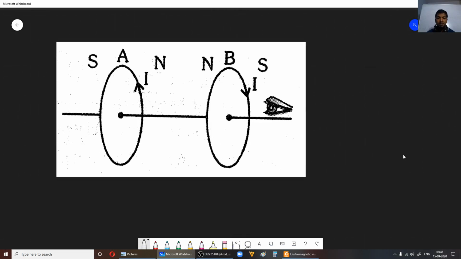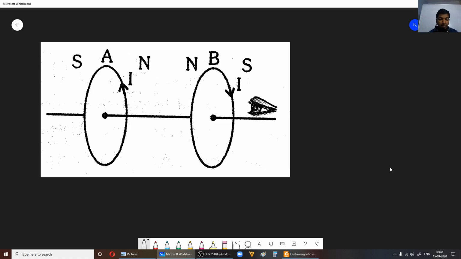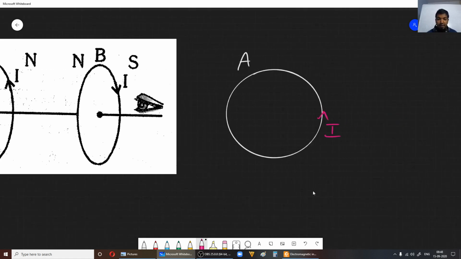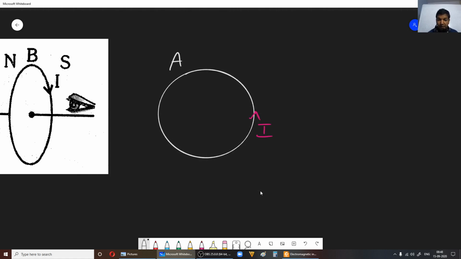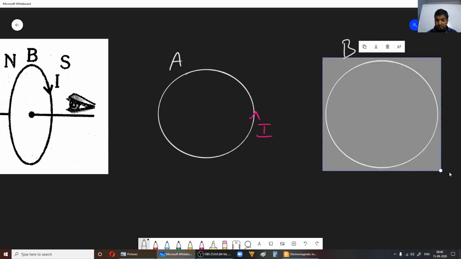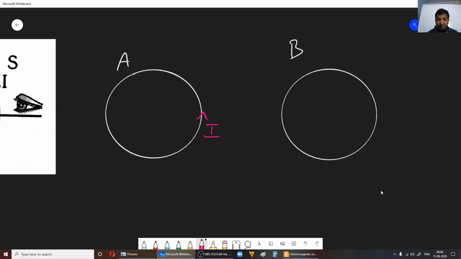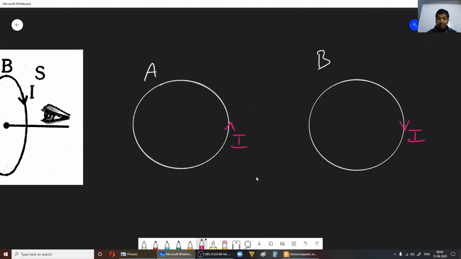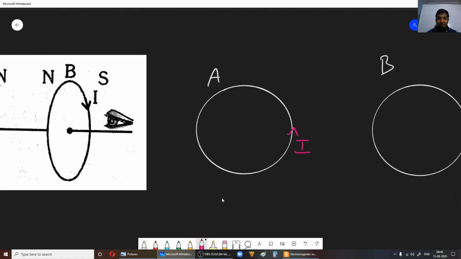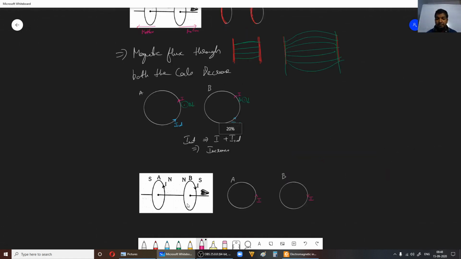This is a really interesting question, I believe. Now here, this is coil A, and you are seeing that the current in coil A is in anti-clockwise sense. Now for coil B, both of them are coaxial. This is coil B, and both of them are identical. So the current in coil B is in clockwise sense, correct?